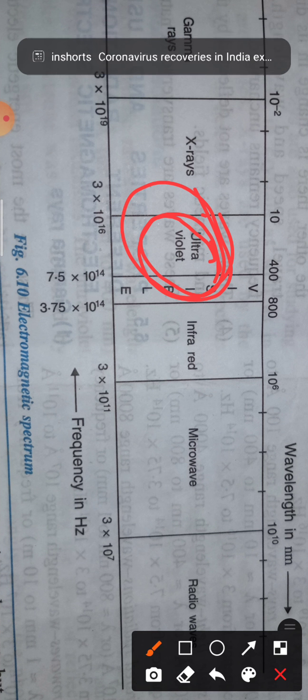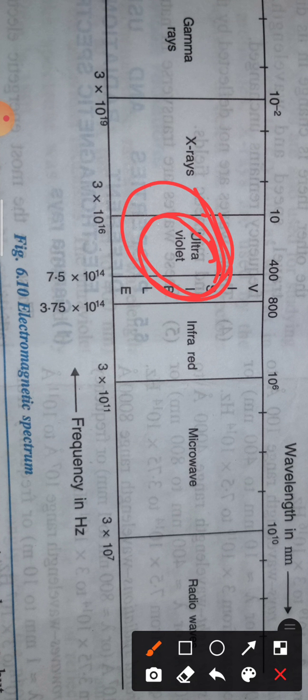One question frequently comes: why is a quartz prism used to detect UV radiation? Because a normal glass prism absorbs UV radiation. That's why you use a quartz prism to detect UV radiation.